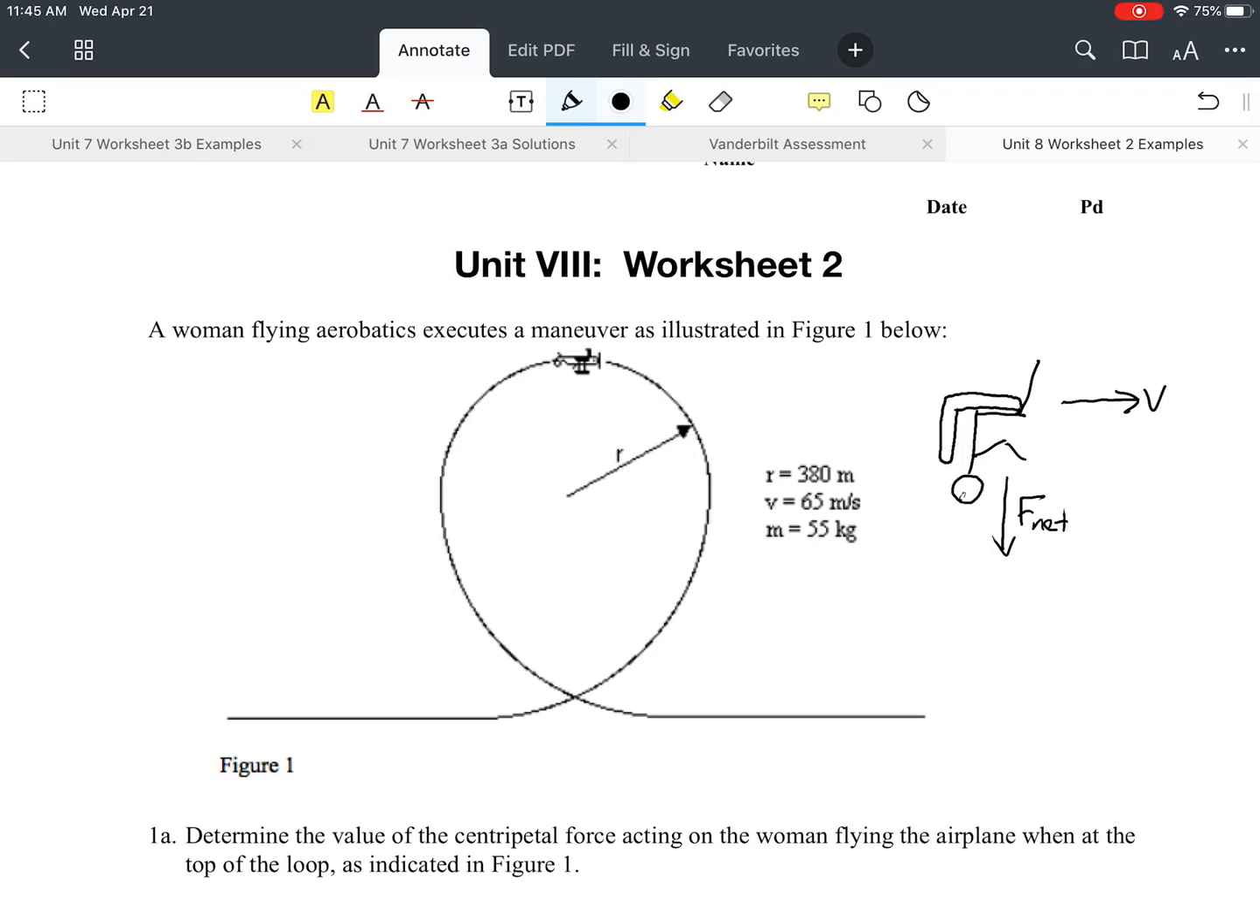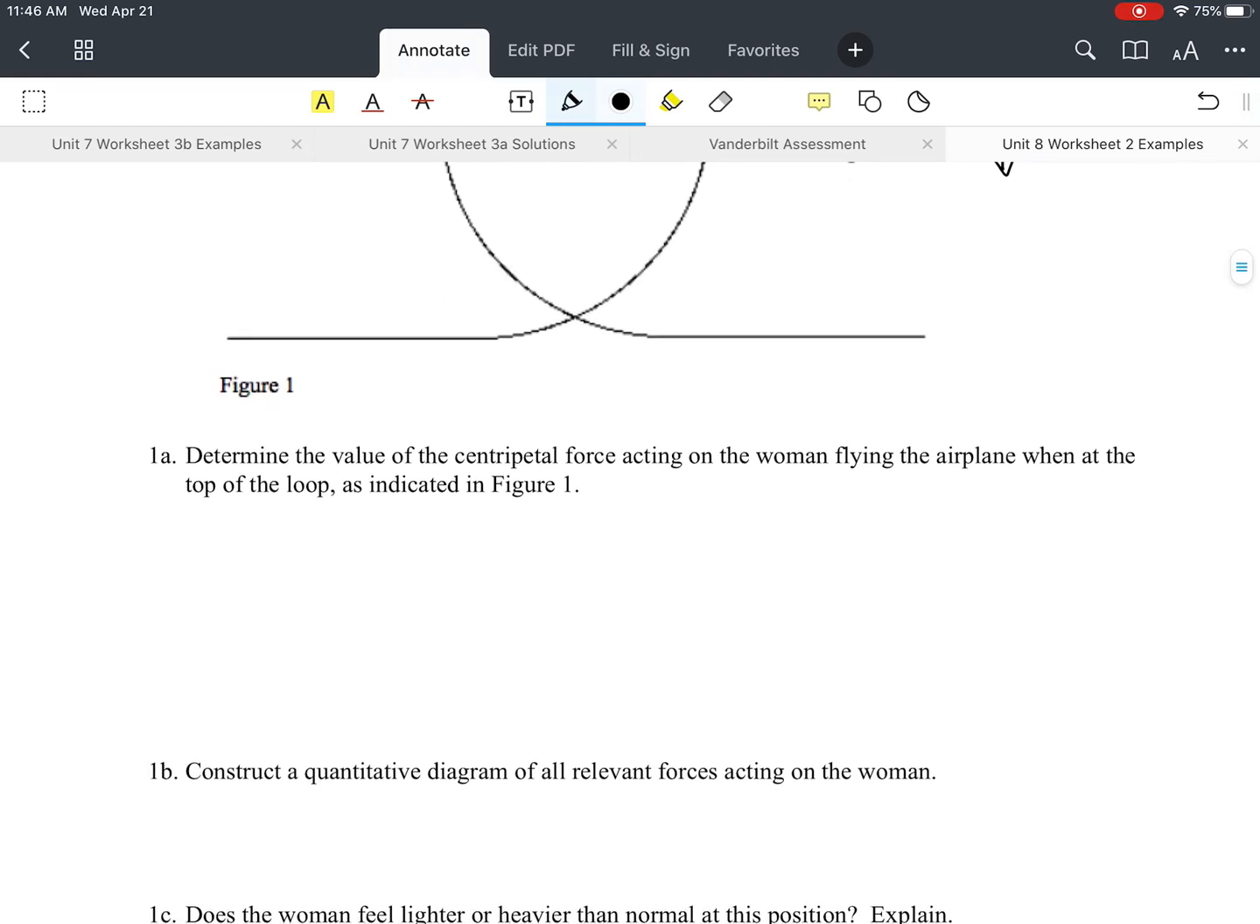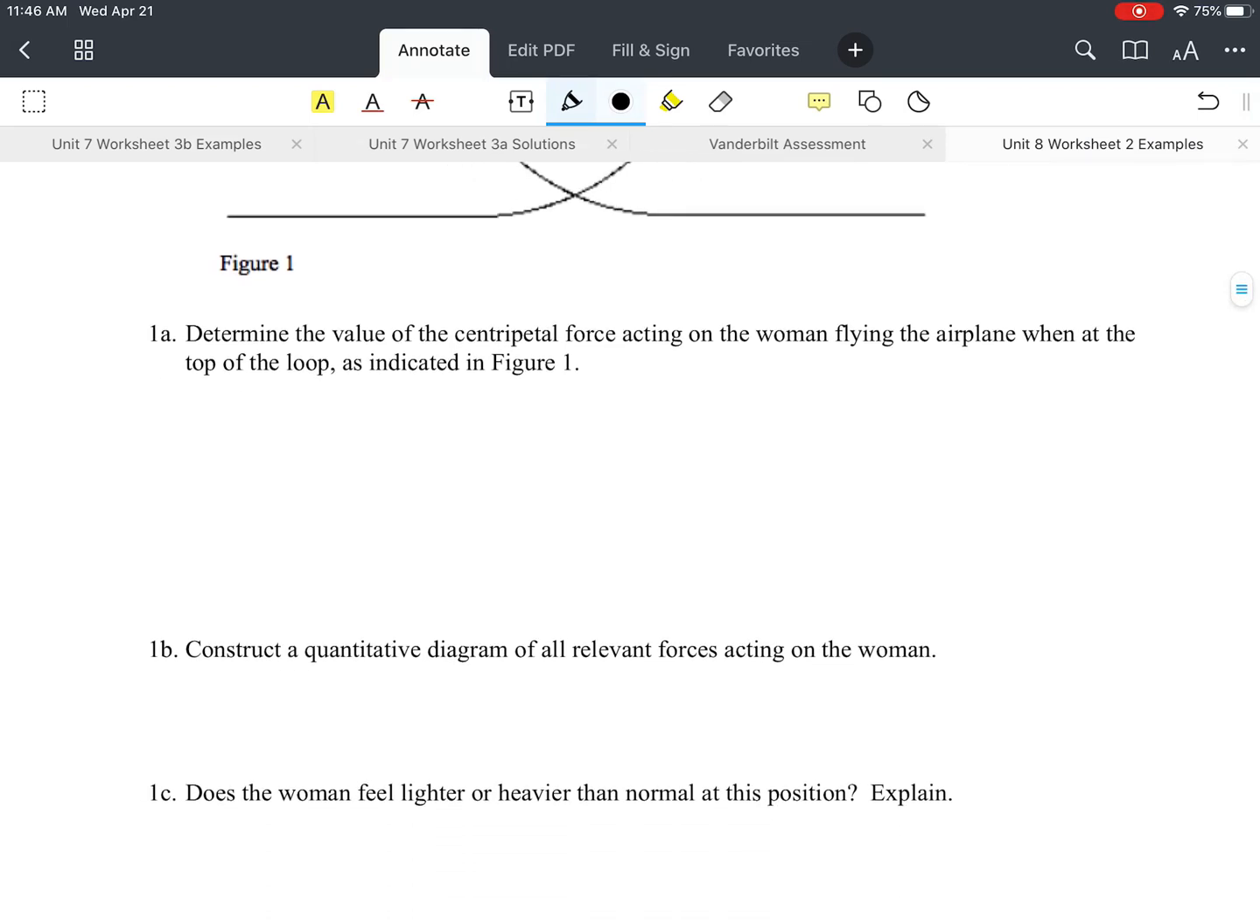So the first problem here is this airplane that is flying in a circle, and the airplane is at the top of its circular path up there, and it's upside down. In question 1A, it says, determine the value of the centripetal force acting on the woman flying in the airplane when at the top of the loop as indicated in figure 1. And then 1B says, construct a quantitative diagram of all relevant forces acting on the woman. And then 1C says, does the woman feel lighter or heavier than normal at this position?